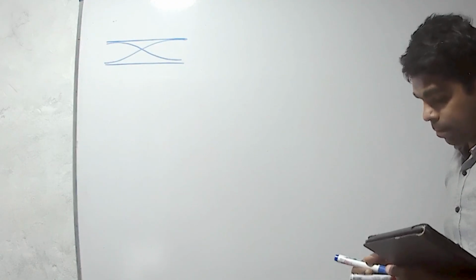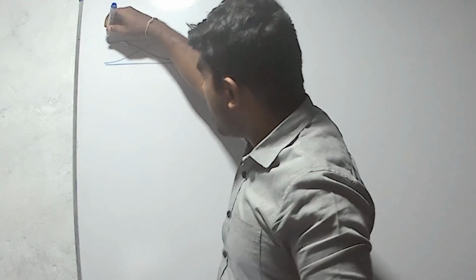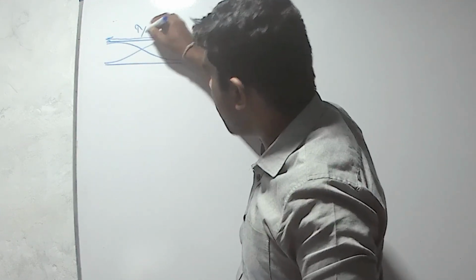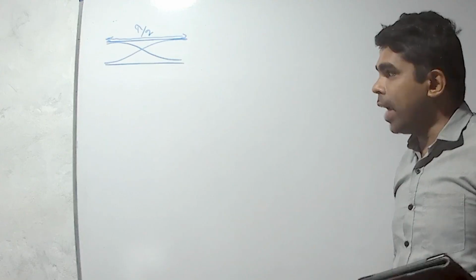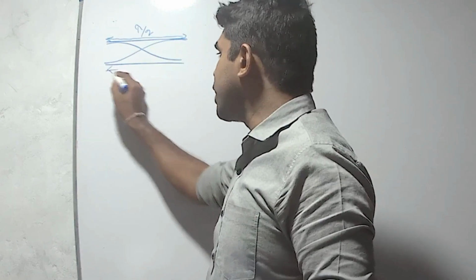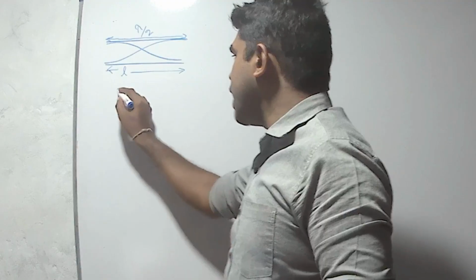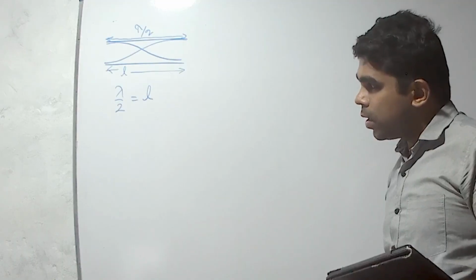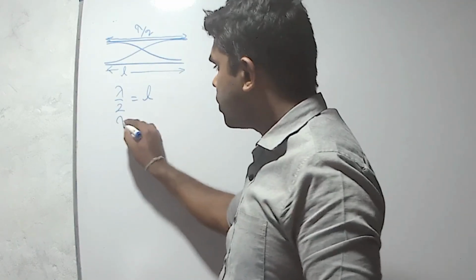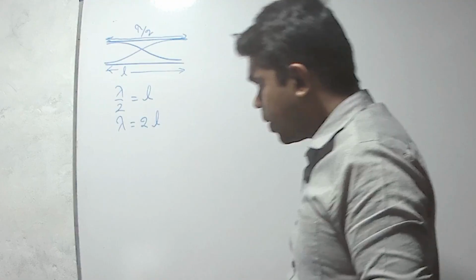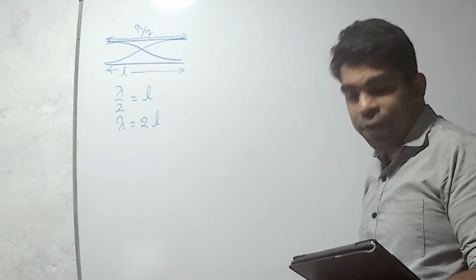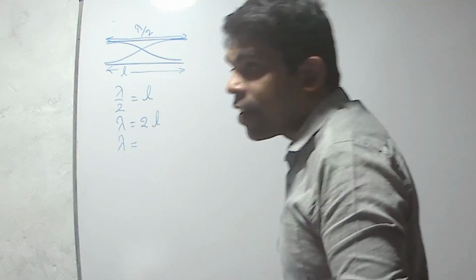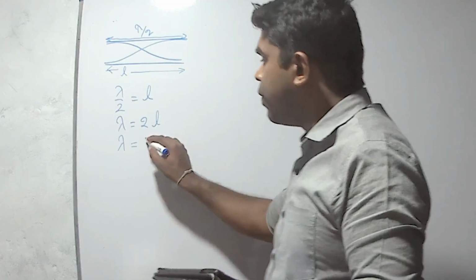Then the length of one loop is half of the wavelength, lambda divided by 2, and it is equal to the length of the tube. Then we can write lambda over 2 equals length. Now we can make lambda the subject: 2 times length. Length of the tube is 50 centimeters. Therefore, 2 times 50 centimeters is 100 centimeters. We can get wavelength is 1 meter.